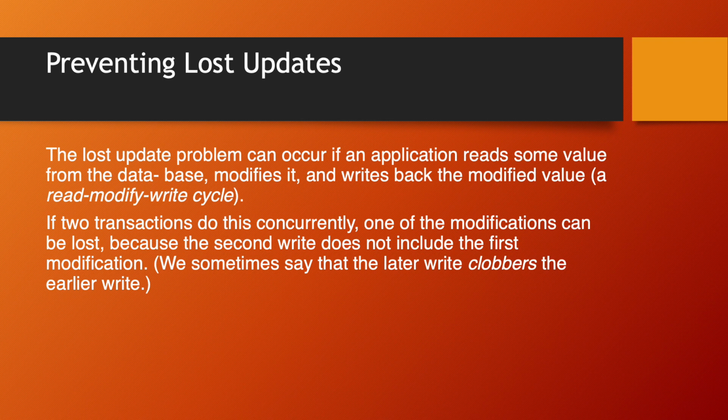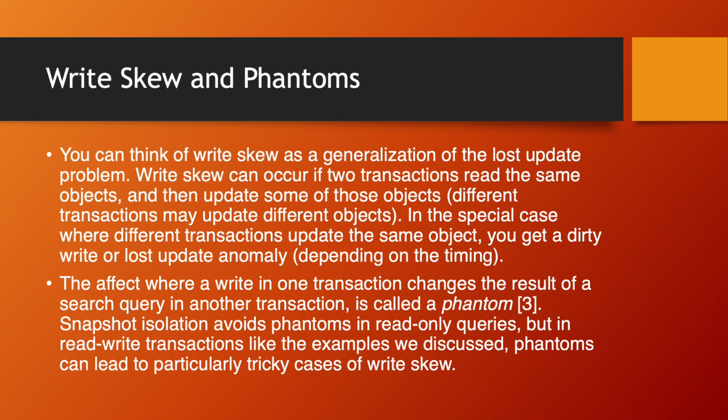Preventing lost updates. The lost update problem can occur if an application reads some value from the database, modifies it, and writes back the modified value. That is a read-modify-write cycle. If two transactions do this concurrently, one of the modifications can be lost because the second write does not include the first modification. We sometimes say the latter write clobbers the earlier write.